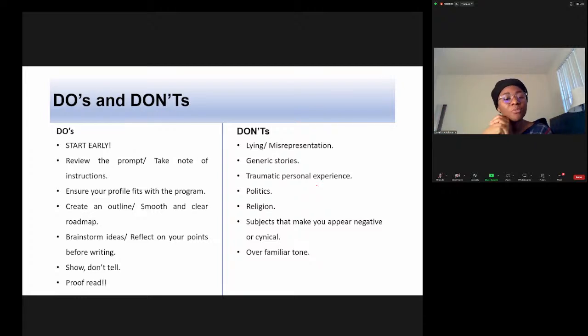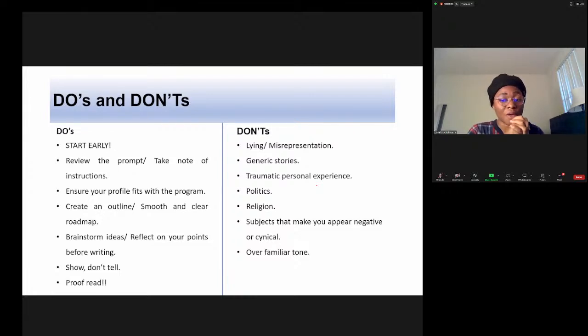Politics, religion: don't bring politics and religion into your essay. You don't know what political party or what religion the person reviewing your essay has, or is affiliated to. So don't bring that into your essay. Don't start writing, I'm against this person. Just whatever you do, don't take sides.